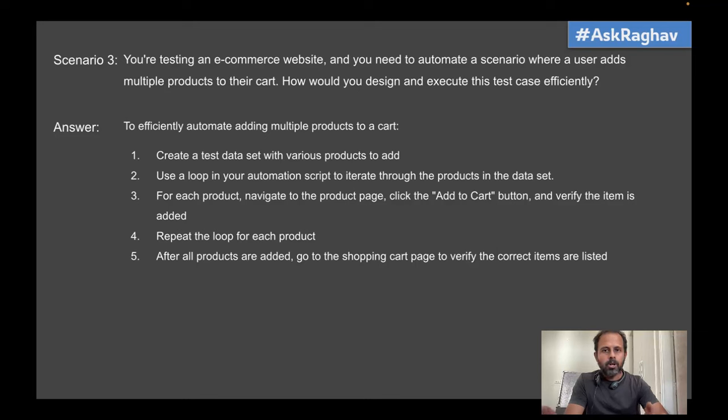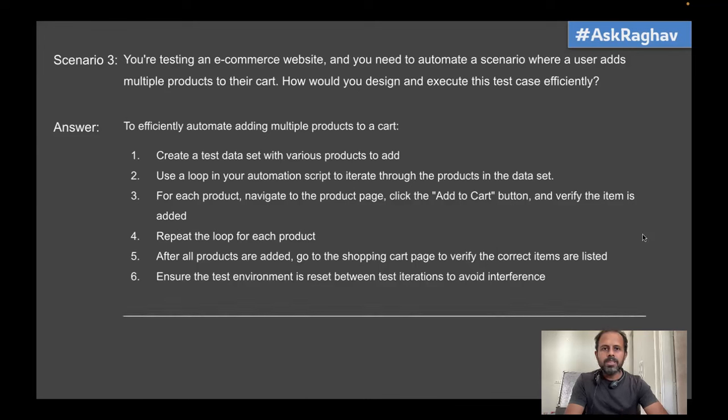Now, after all the products are added, go to the shopping cart page to verify the correct items are listed, and also ensure the test environment is reset between test iterations to avoid interference. Now, you can do this as a setup within your test script or as a tear down. So you can use setup and tear down scripts so that the test data is generated and the earlier data is removed and cleared so that you do not face any kind of interference. And this is how you can handle this kind of scenario.